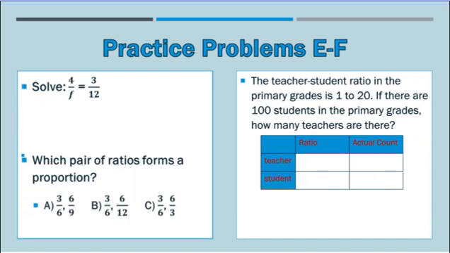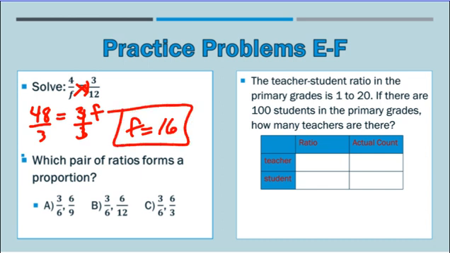Now the last two problems. Solve this one. 4 is to F as 3 is to 12. Here I don't have a whole number to multiply 4 by to get 3, so I'm going to cross multiply. So 4 times 12 is 48. 3 times F is 3F. To get F by itself, divide by 3. 48 divided by 3 gives you 16. So our answer would be 4 over 16.